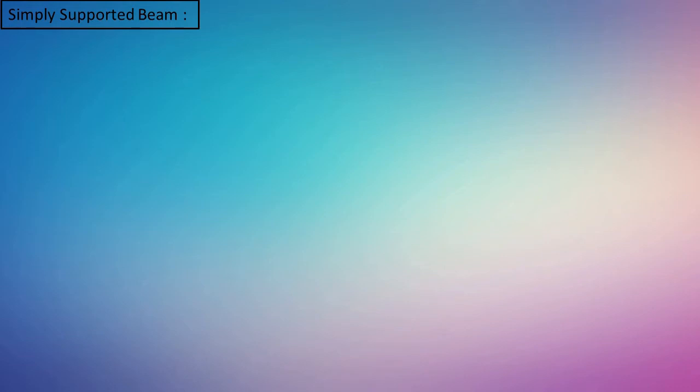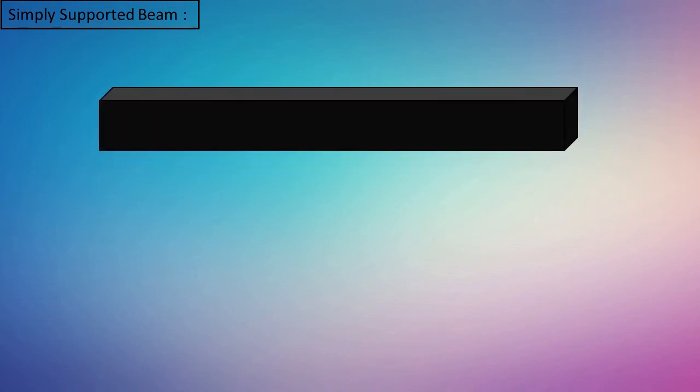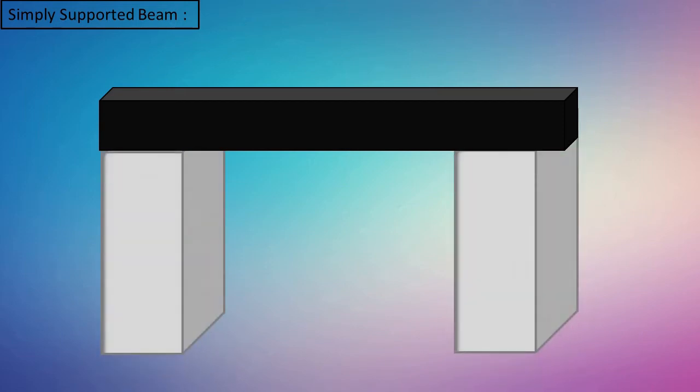Now we will see the different types of beams. Beams are classified by manner of their support. First we will discuss the simply supported beams. Best example of the simply supported beam is a beam which is resting on a brick wall. You can see this is a simple beam which is resting on the two walls. It is called the simply supported beam.